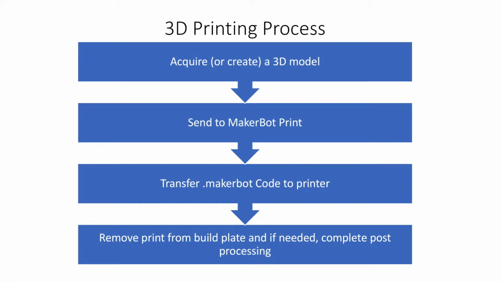We'll then take that model and send it to MakerBot Print. Then from MakerBot Print, we transfer that design into a .MakerBot code. And that's the code that the printer can read. The printer cannot read just a design that's been hosted online. And lastly, we'll remove the print from the build plate, and if needed, complete any post-processing.